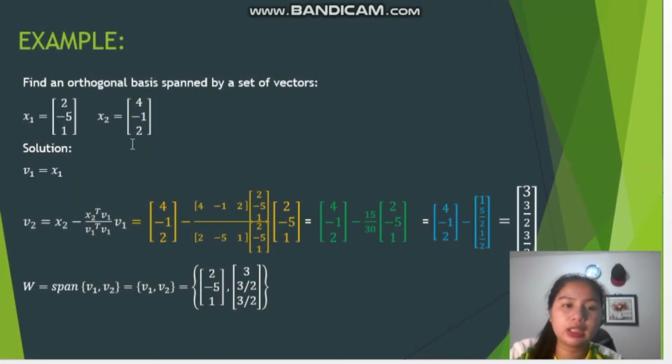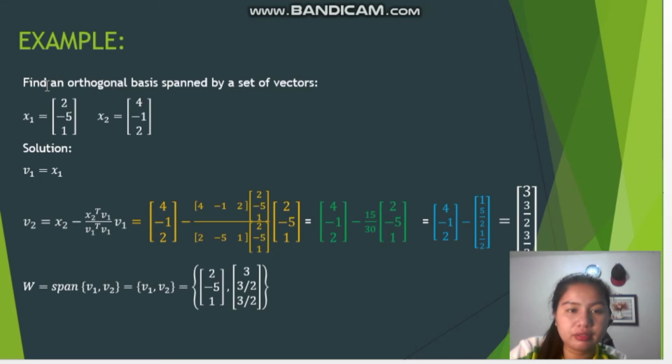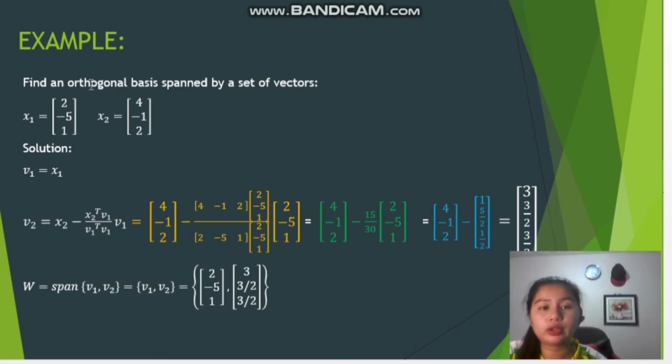For example, find an orthogonal basis span by a set of vectors. We have x sub 1, which contains elements 2, negative 5, and 1. And then x sub 2, we have 4, negative 1, and 2. So, kukuha daw tayo ng orthogonal basis span na galing dito kay x sub 1 and x sub 2.